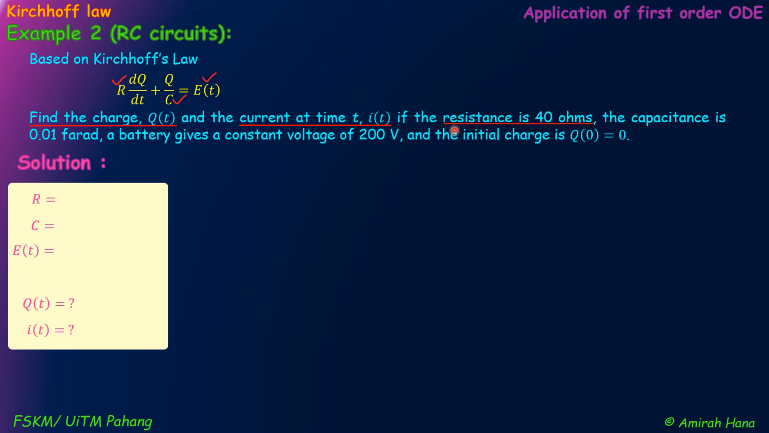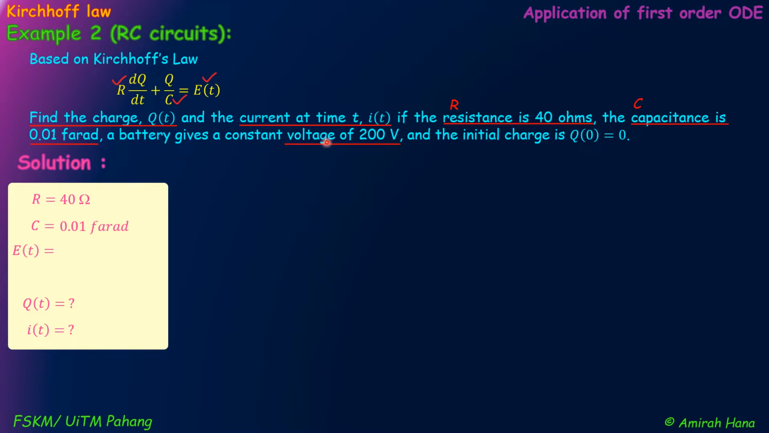After that, we are given the resistance is 40 ohms. This is R, so we can write R equals 40 ohms. This is the symbol for ohms. Then we have the capacitance, which is 0.01 farad. We can write C equals 0.01 farad.